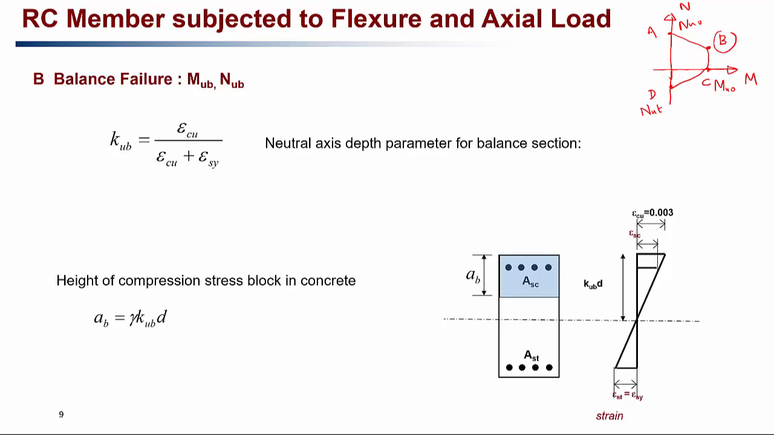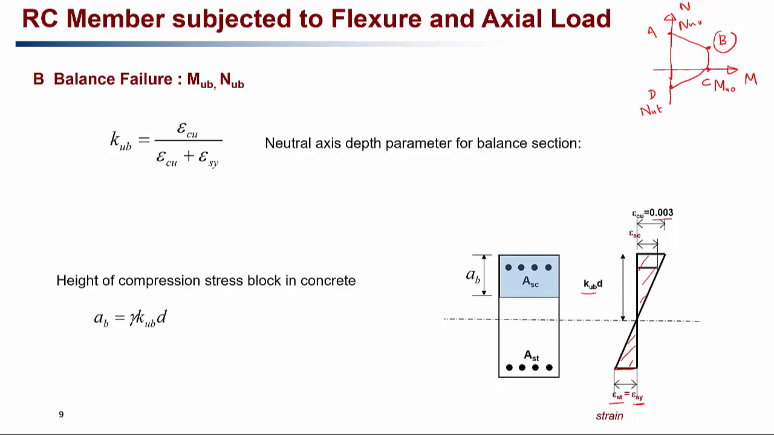So you see that for point B, if we draw the stress strain diagram, that means the tension steel is just yielding at the balance failure, that is epsilon St is equal to epsilon Sy, and the concrete has just started crushing. That means the compressive strain in concrete, the topmost fiber in concrete, is 0.003. So using the similar triangles here, we can easily find out what is your KUB, that is neutral axis parameter for balance failure.